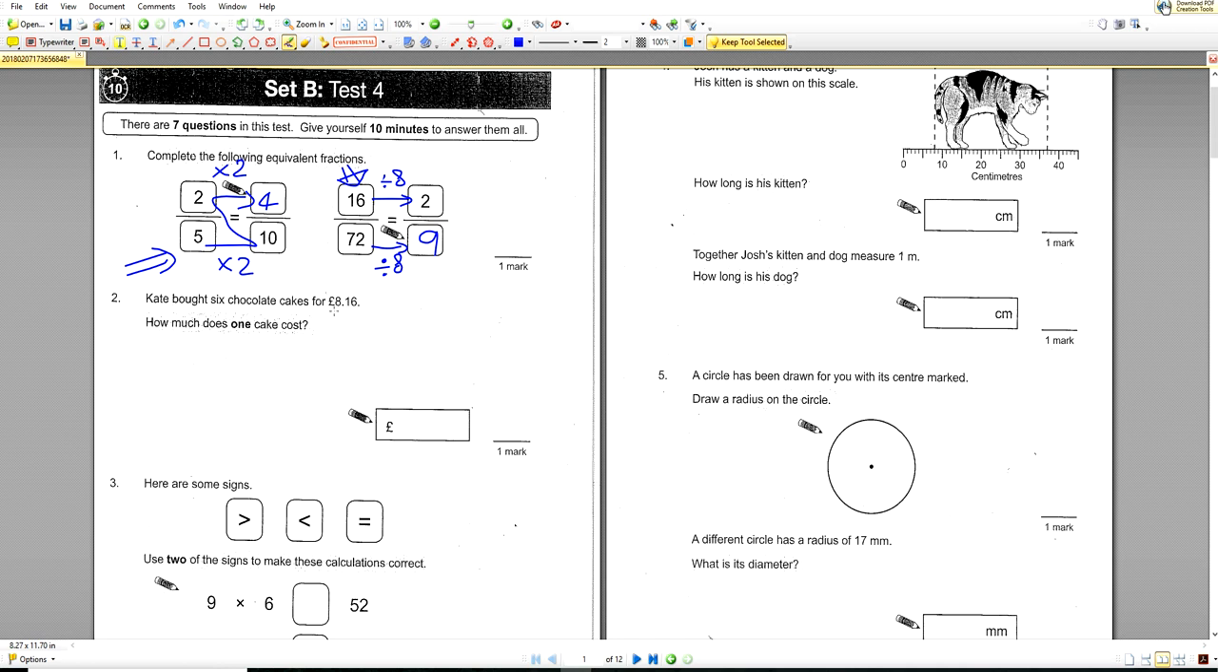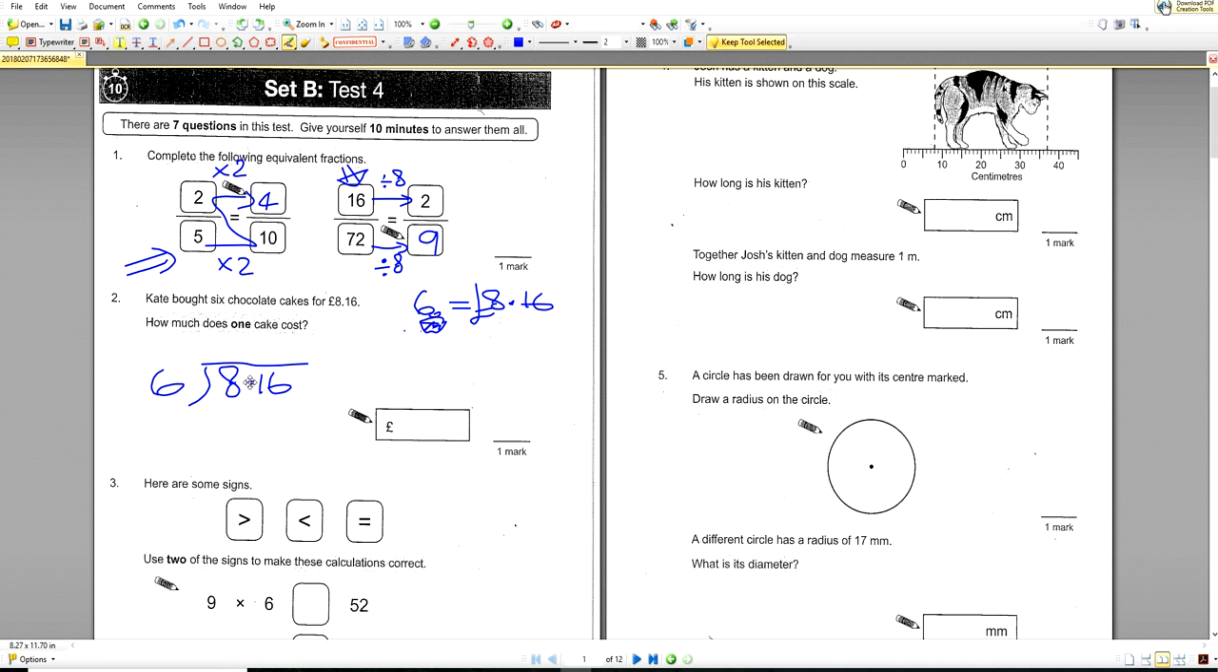Okay, next one. Kate bought 6 chocolate cakes for £8.16. So 6 of them cost her £8.16. 6 chocolate cakes. Let's try and draw a little chocolate cake there. How much does one cake cost? So we've got to work out the cost of one. So we need to do £8.16, and some people call this the bus stop method.